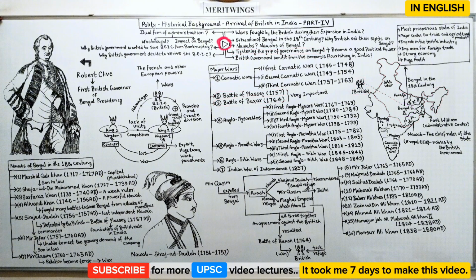Okay? Apart from this, we will see what benefits the British government was getting from the flourishing of the British Company in India. Friends, we will also see how the British East India Company became a good political power after the Battle of Plassey and the Battle of Buxar. In this video, we will understand the dual form of administration also. We will see who brought it and what its impact on Bengal was at that time. And finally, in the end, we will also see why the British government wanted to save the British East India Company from bankruptcy. Why did the British government decide to revive this company again? We will see and understand all these topics one by one in detail in today's video, friends.